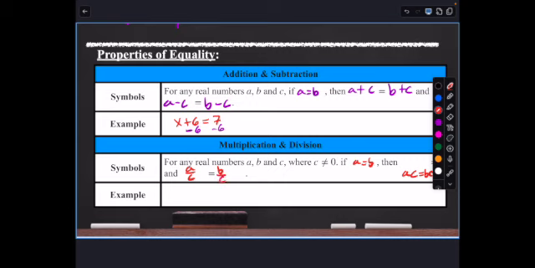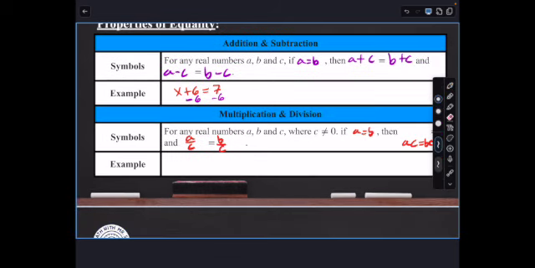C cannot equal 0 because if we have a division by 0, we have an issue. That is undefined. That's not possible for us to be able to do. So that is why we restrict c to not be able to be 0. For example, if we have, let's say, 3x equals 9. If we want to solve for x, we would do division.